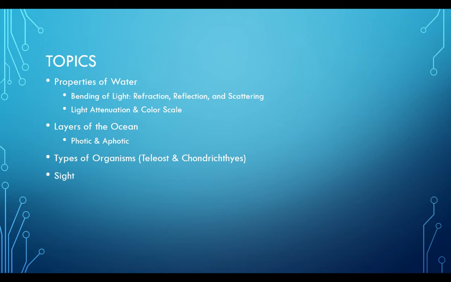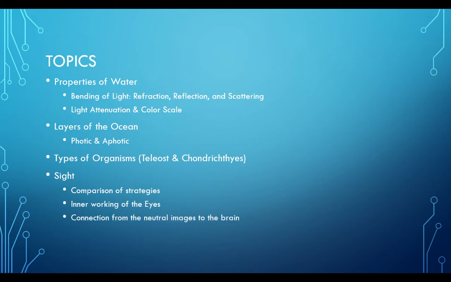And then the final thing I'll be talking about is sight, and the comparison of the strategies of both of these groups in the photic versus aphotic zones and how those sight adaptations help them, and then the inner workings of the eyes themselves, the connection from the neural images that they perceive, and how that transfers into the brain and how they understand it.